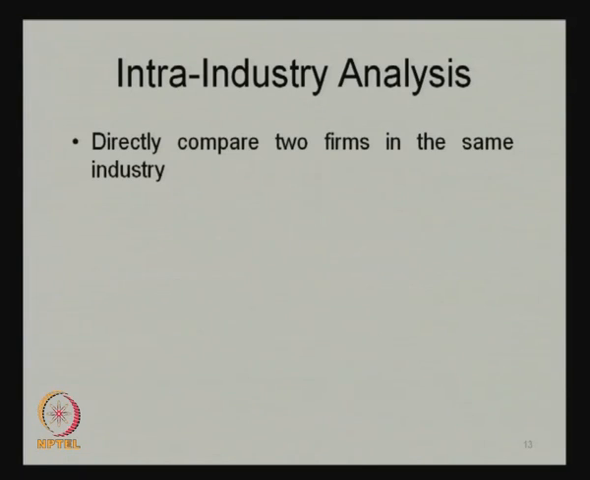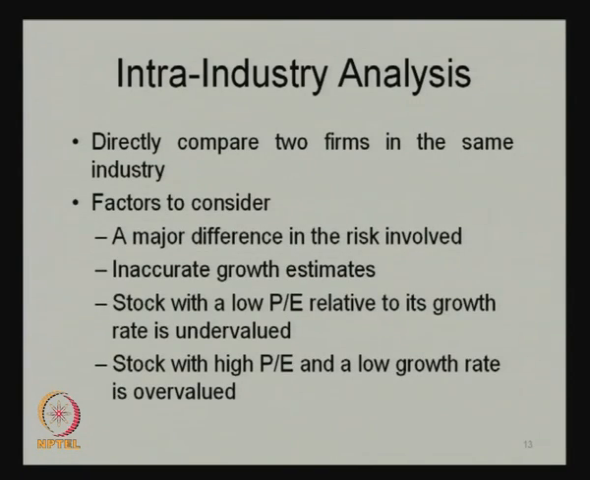Then, after doing all this valuation, as we discussed with the PE ratio and PB ratio, we want to look at which companies in the industry are good or bad. Comparing two firms in the same industry is always better than comparing two firms in different industries. And when you compare two firms in an industry, one has to look at the different risks these companies are involved in, and whether there are inaccurate growth estimates or accurate growth estimates for these companies. One has to look for accurate growth estimates.